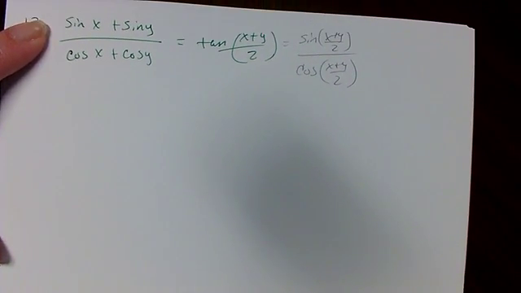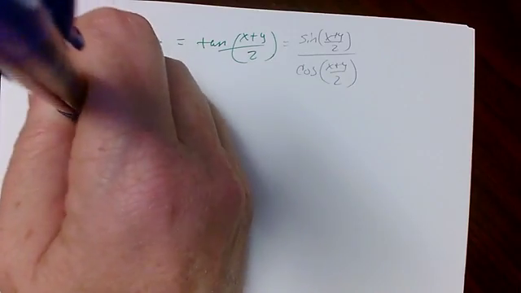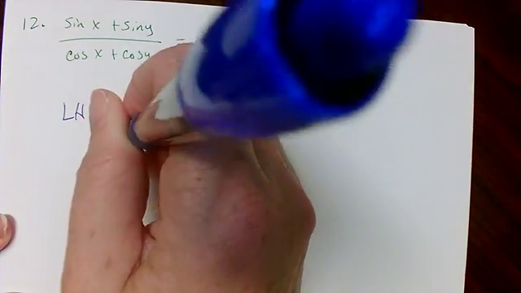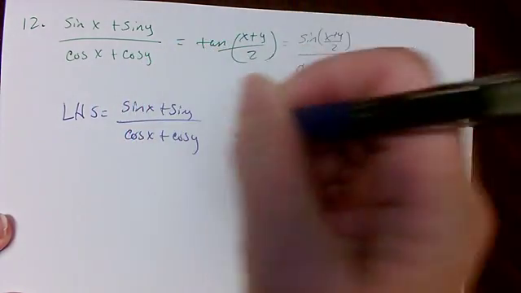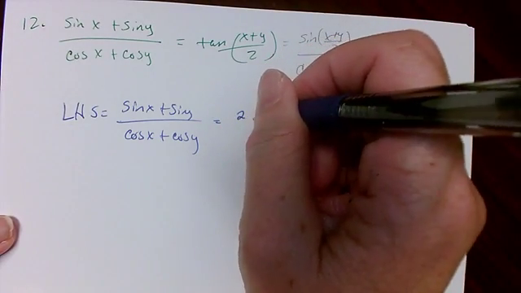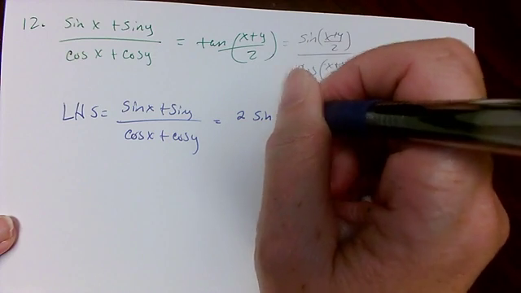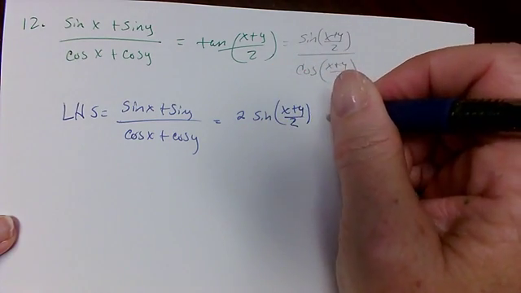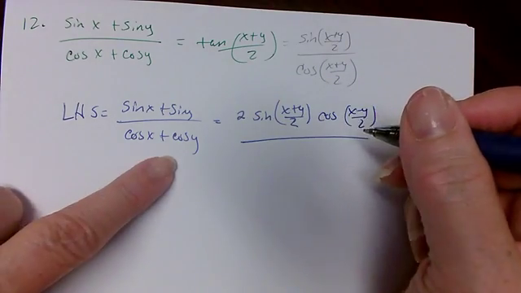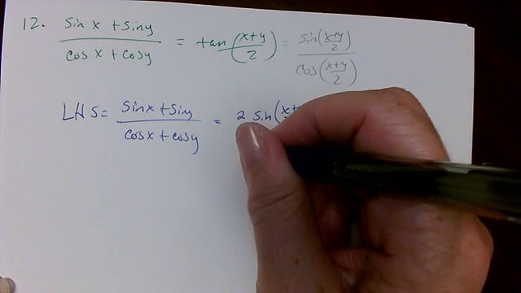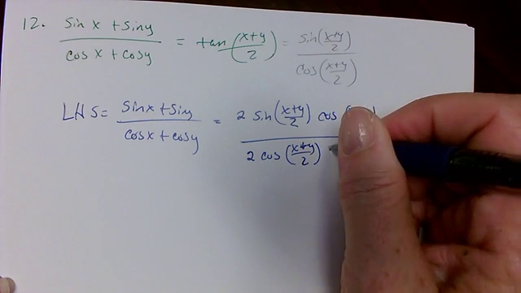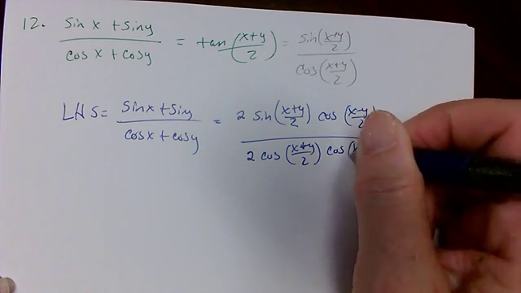So again, sine x plus sine y, looking at our left-hand side, over cosine x plus cosine of y. So sine x plus sine y is going to be equal to 2 times the sine of x plus y over 2 times the cosine of x minus y over 2. And cosine plus cosine will become 2 times the cosine of x plus y over 2 times the cosine of x minus y over 2.